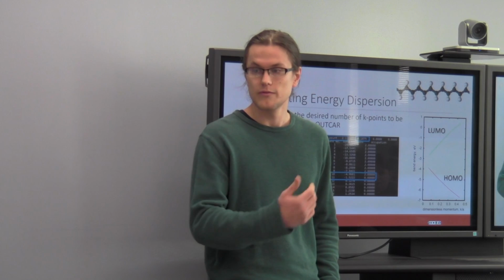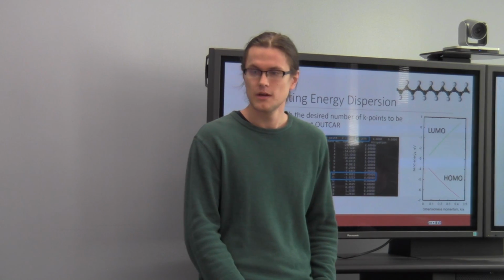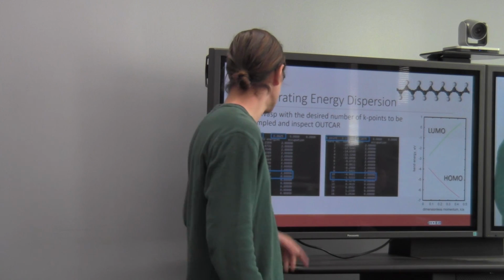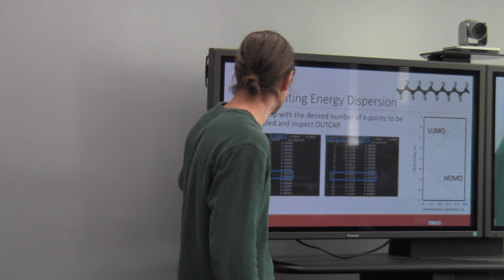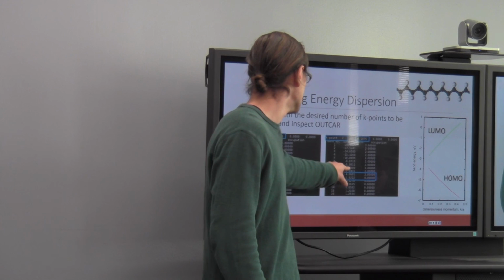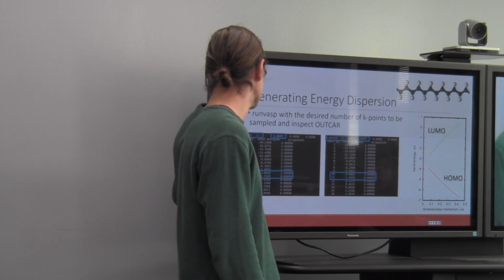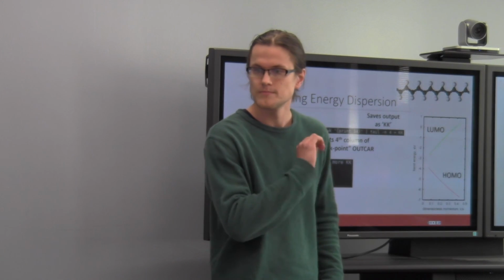And say we run VASP with the desired amount of k points. And we inspect our OUTCAR. We'll have a bunch of k points by clusters. So for k point 1, we'll have a k value and a bunch of energies. Like different k points will have different energies for the same orbitals. So here I'm plotting the HOMO-LUMO, so 10, 11 orbitals from the output.